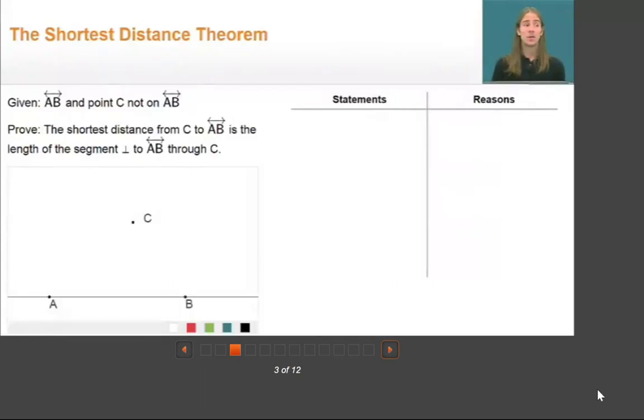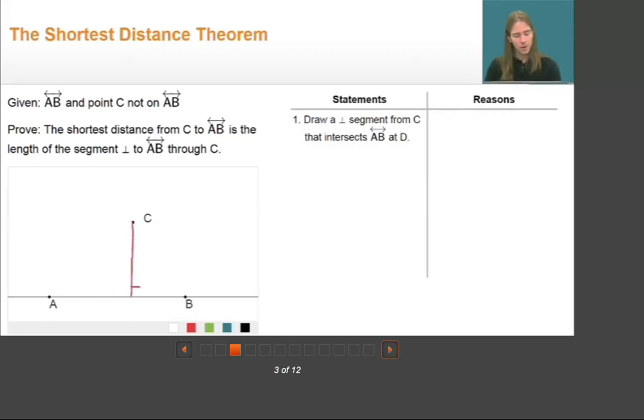Let's prove the shortest distance theorem. We are given a point here, C, and it's not on the line that we're given, which is line AB. And what we need to prove is that the shortest distance from C to AB is the length of the segment that's perpendicular to AB and goes through C. So let's start actually by drawing a perpendicular line segment from C to the line. So I can go like that, and we'll call the intersection point D.